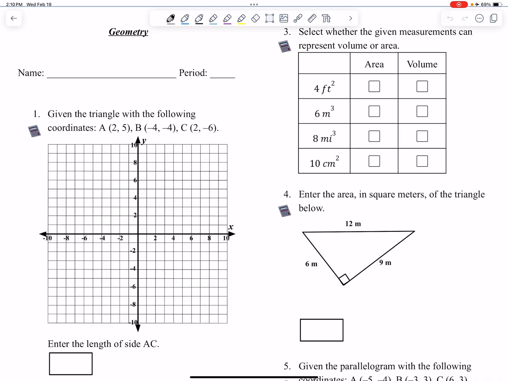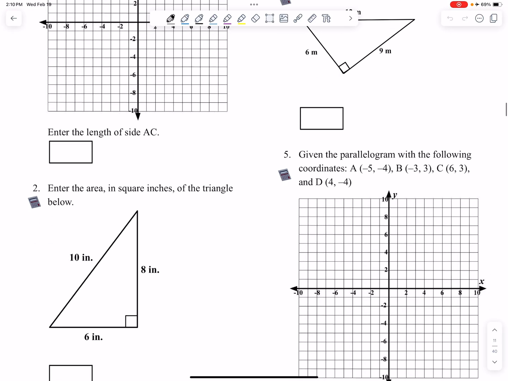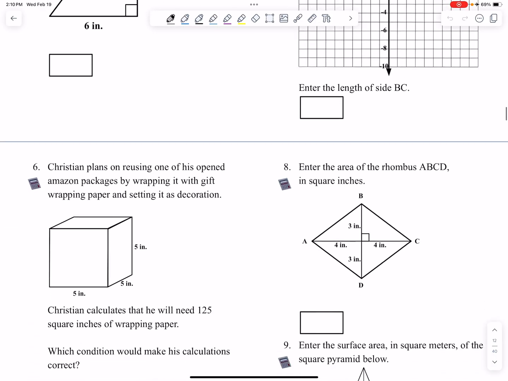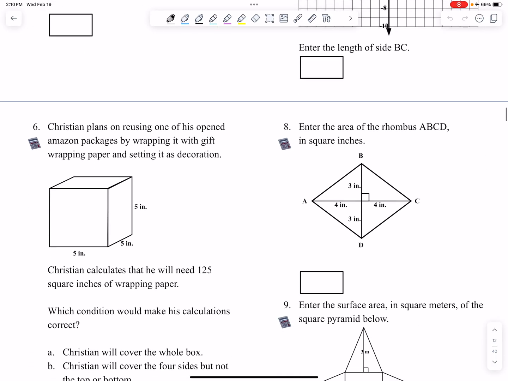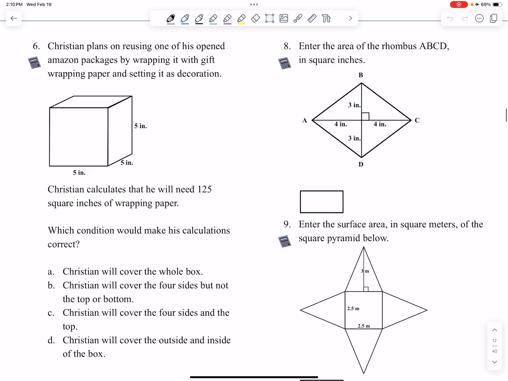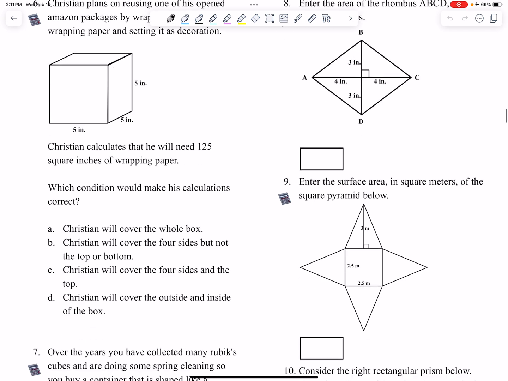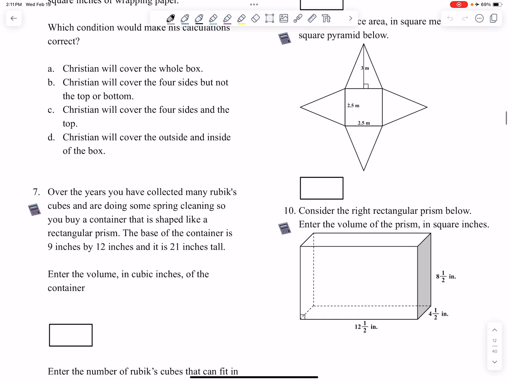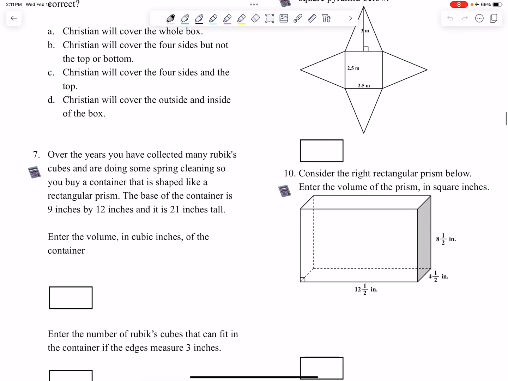That's awesome. I see the word area, volume, area again with triangles. I have to graph points. Okay, not that bad. Area again. Then conditions, wrapping paper, and I'm thinking wrapping paper that's on the outside, so that's surface area. Okay, surface area for number 9. So it looks like a lot of the same-ish things going on.